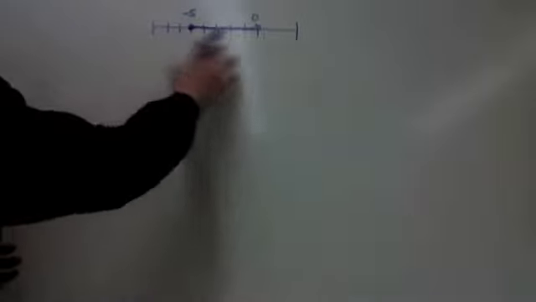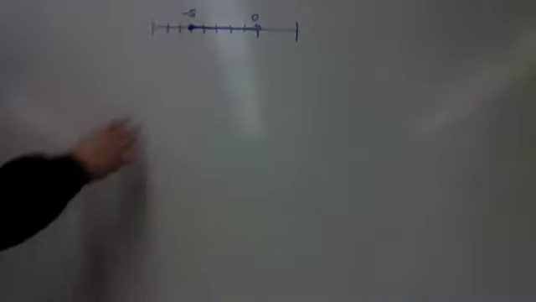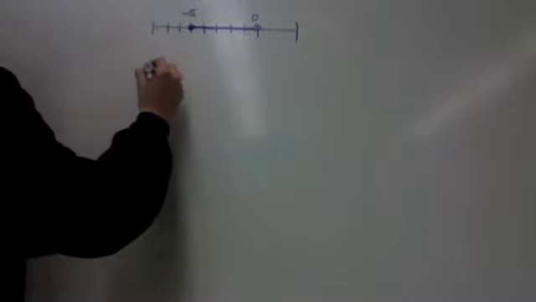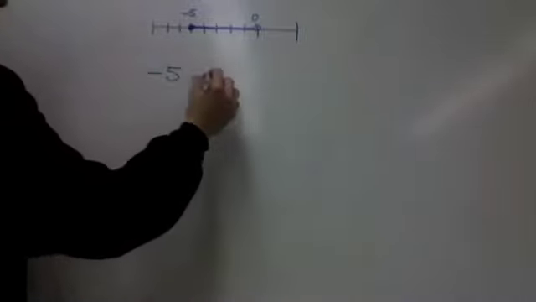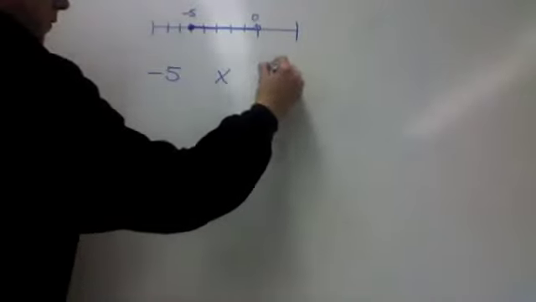So for our final example, write a conjunction that describes the graph. So as you can see here, we have a graph of 0 and -5. And you can see that our -5 is circled in, and then we have an open circle at 0. So what we need to do in order to write this conjunction is we're going to first just put our numbers down. So we have -5. We know there's going to be an x here for our conjunction, and then 0.